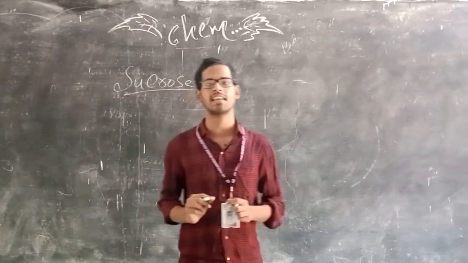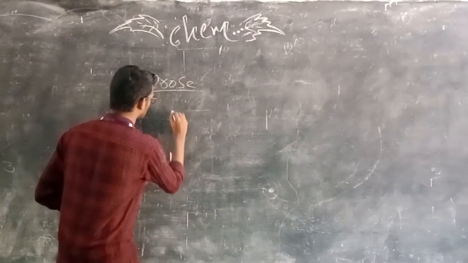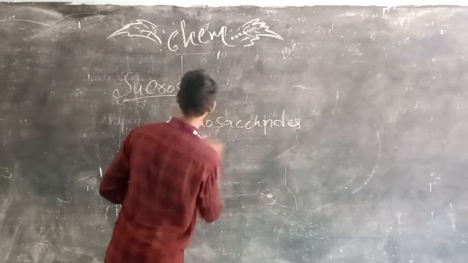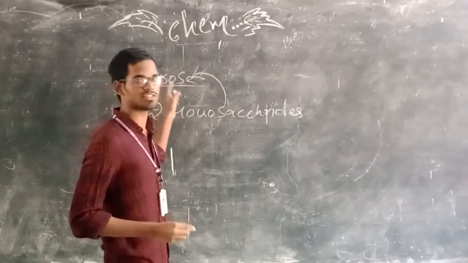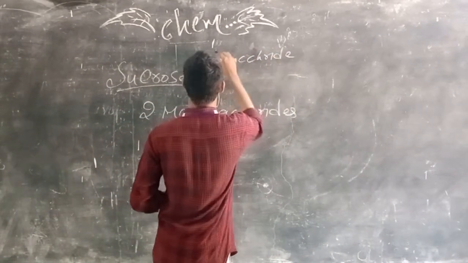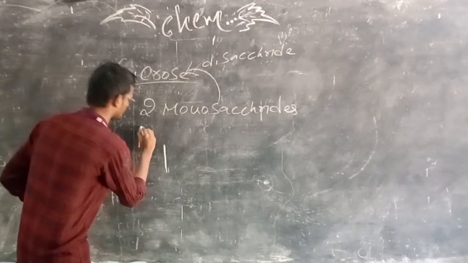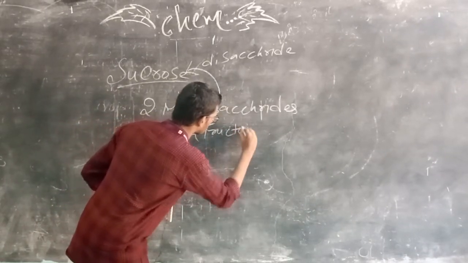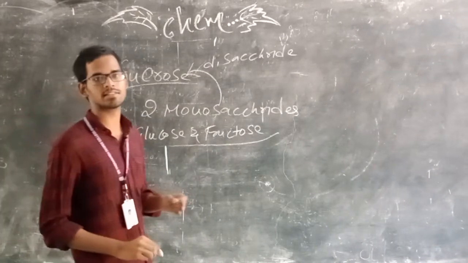Sucrose is a disaccharide molecule which is formed by the combination of two monosaccharides. Two monosaccharides form a disaccharide, which is sucrose. These two monosaccharides are glucose and fructose. Glucose and fructose together form a disaccharide known as sucrose.